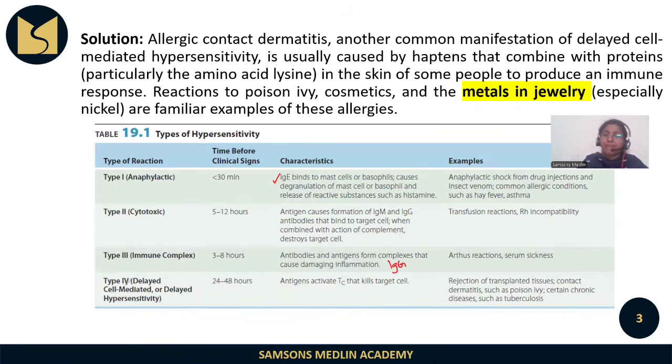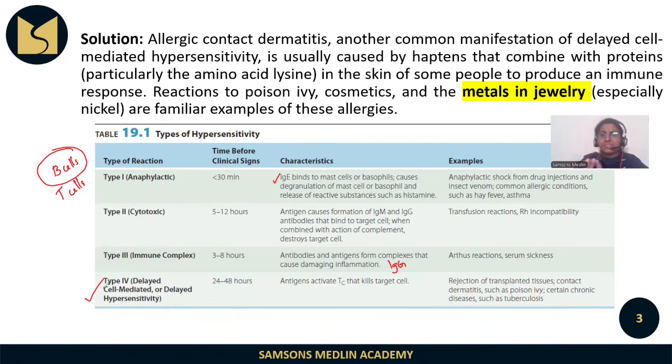And finally, type 4. Type 4 is otherwise known as the delayed or cell-mediated hypersensitivity reaction. It is not mediated by any of the antibodies; it is cell mediated. You know that the immunological reactions are mainly carried out by either B cells or T cells. Antibodies like IgE, IgD, IgM, or IgG are all derived from B cells, whereas T cells are responsible for cell-mediated hypersensitivity reactions.